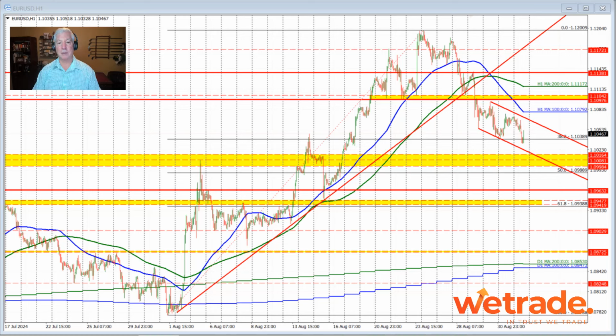We'll start by taking a look at the Euro versus U.S. dollar. This is on the hourly chart, and what we've seen really over the last few days is up and down trading in a fairly narrow trading range. We did reach a new low here today, going back to around August 17th or thereabouts. And we also fell a little bit below the 38.2% retracement of the move up from the August low to the August high.